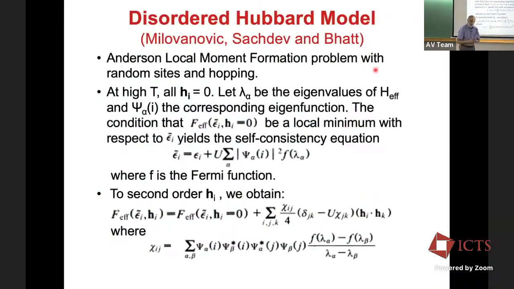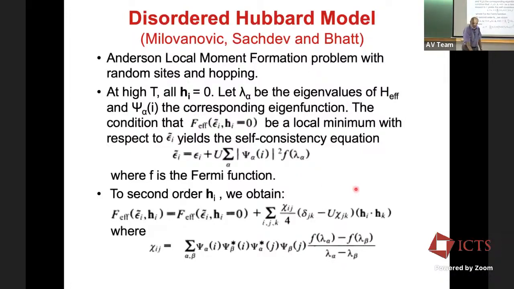So what happens is that if you start at high temperatures and you ask yourself, what is the best H effective that you're going to get? What you find is that the best H_i's all turn out to be zero. There's no local field created at any point. That is the right answer at very high temperature, temperatures larger than any energy in the problem, including U. Okay. And so now we're going to come down in temperature.